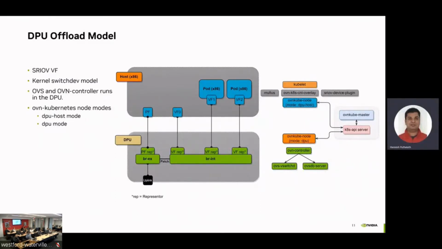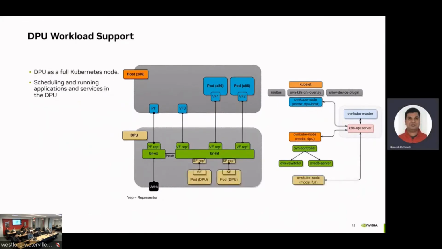From a deployment perspective, one could run these control plane components like Ovn-kube node and Ovn controller as standalone processes or containers and deploy them with configuration management tools like Ansible in the DPU. Another way is to add the DPUs as worker nodes to the Kubernetes cluster itself and deploy them using Kubernetes constructs in the host network.